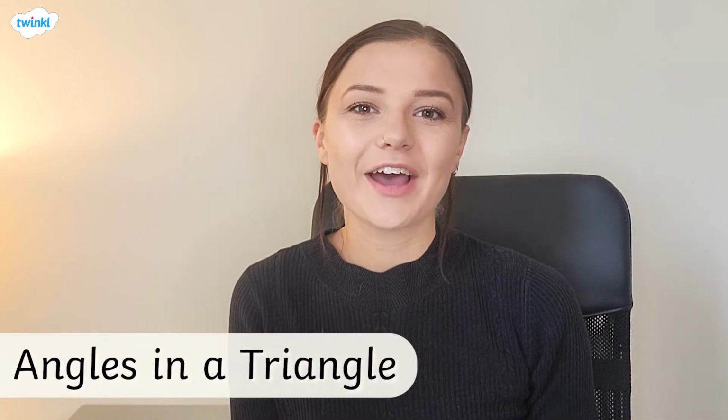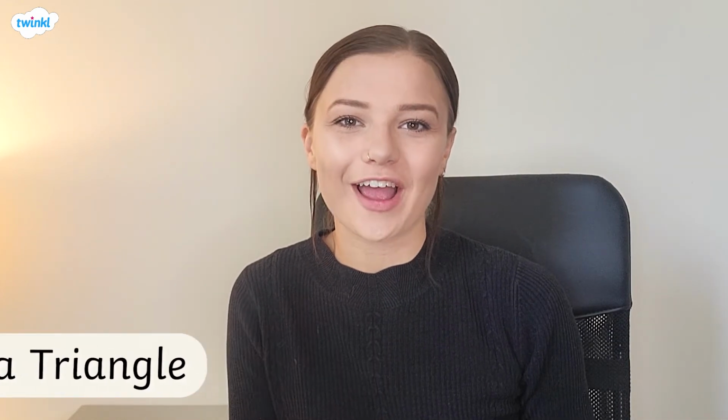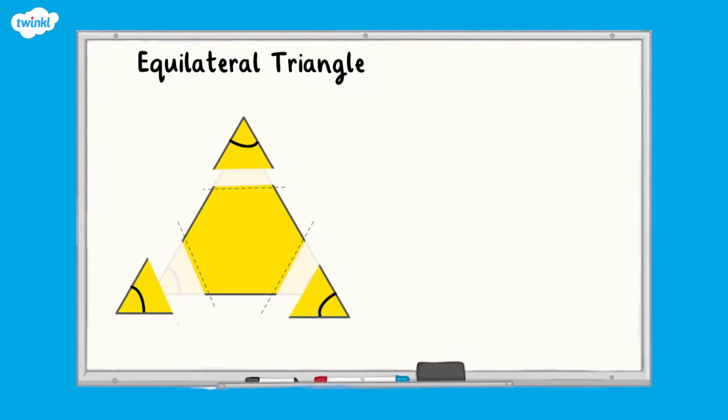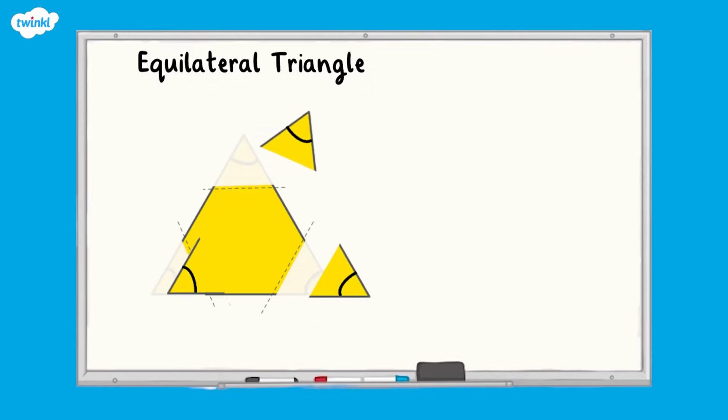This video is here to help you when calculating angles in a triangle. Let's look at this triangle. It's an equilateral triangle. The three corners of this triangle have been torn off. Each corner contains an angle. We call these interior angles, as they're inside the shape.